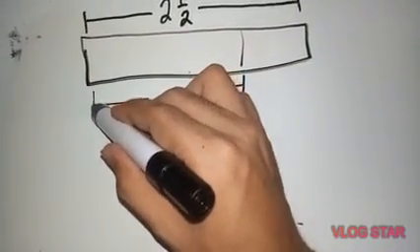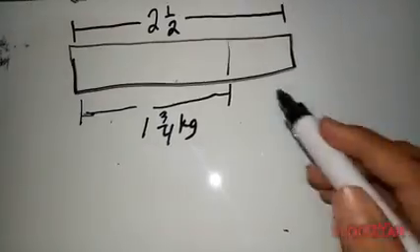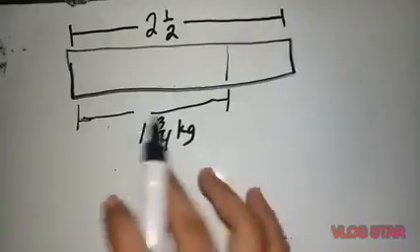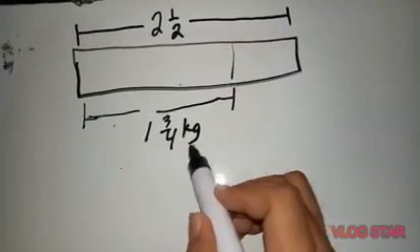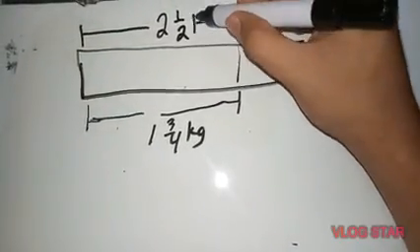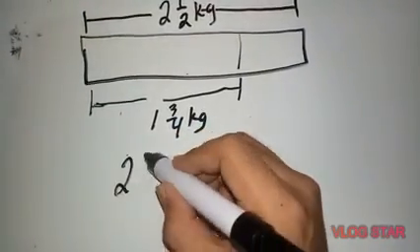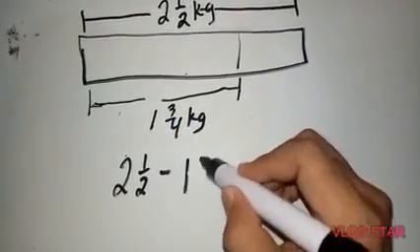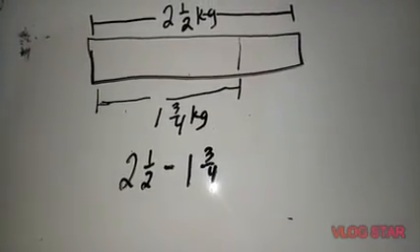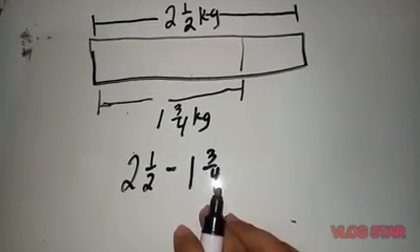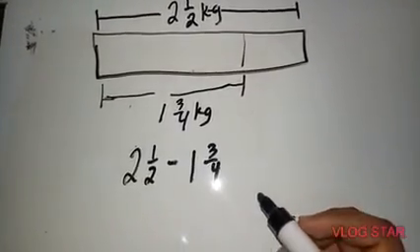So what we are going to find now is the weight of banana. Since the whole is 2 and 1/2 and the weight of green mangoes is 1 and 3/4 kilogram, now we will subtract so that we can get the weight of banana. So 2 and 1/2 minus 1 and 3/4. The first thing that we're going to do is to convert these mixed numbers into improper fractions.